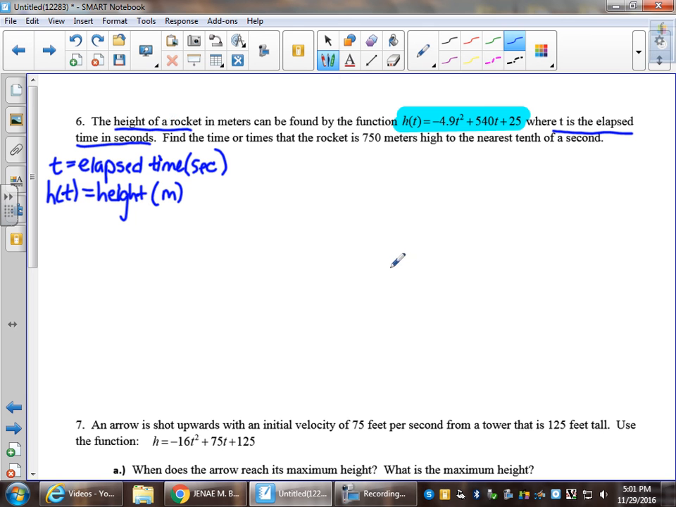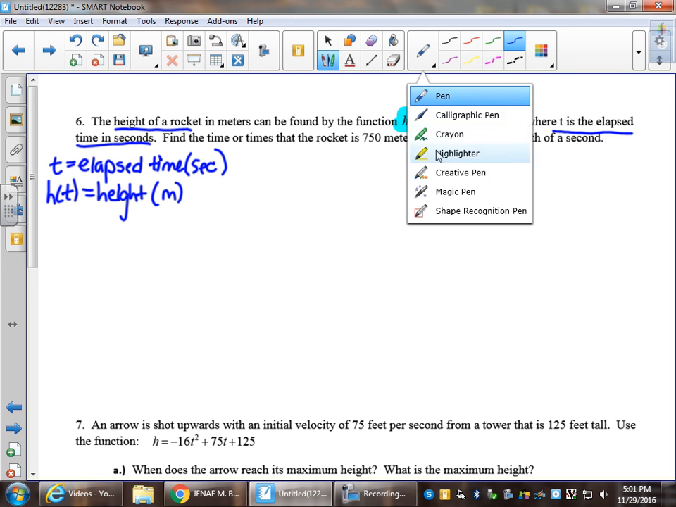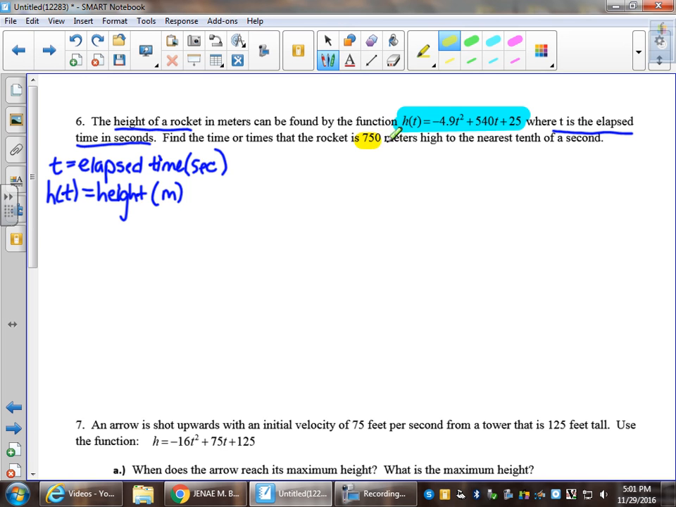Find the time or times that the rocket is 750 meters high, and it says round to the nearest tenth of a second. Well, we have to ask ourselves, what is this given information a value for? Is it a value for time, t, or the current height? That would be current height. So we will set up this with our output.